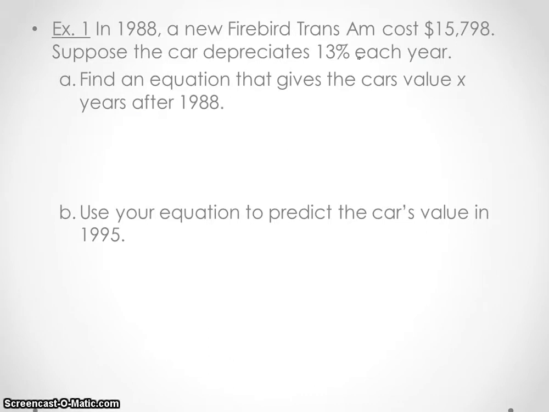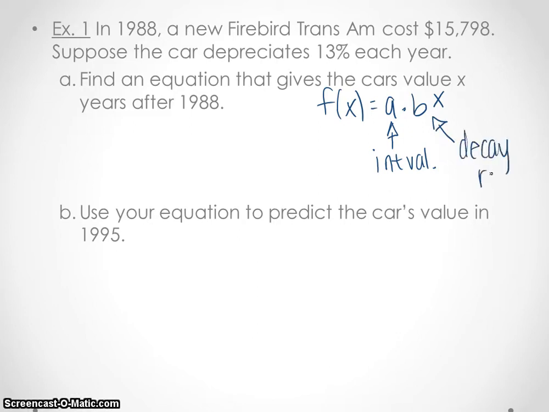It says find an equation that gives the car's value x years after 1988. So this is just like we had last time. Our form is still going to be f of x equals a times b to the x power, where a is still our initial value. I'm going to jot this down again. b is, instead of a growth rate now, a decay rate. And x is still going to be our time. So we have an initial value, our decay rate, and our time.